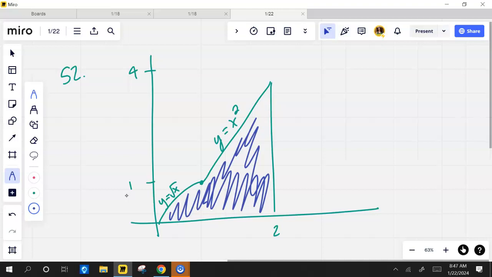Tell me what to do. You split it up. That's what we've been doing. That's exactly right. Where am I going to split it? Where they meet, right? Right here is where I'm splitting. How do I know what that point is?